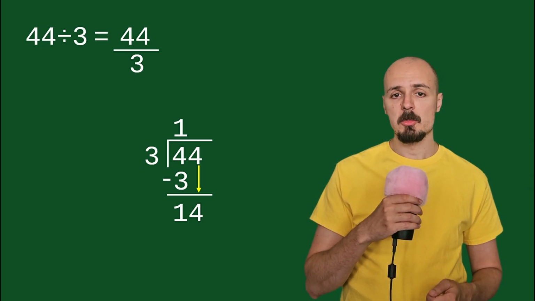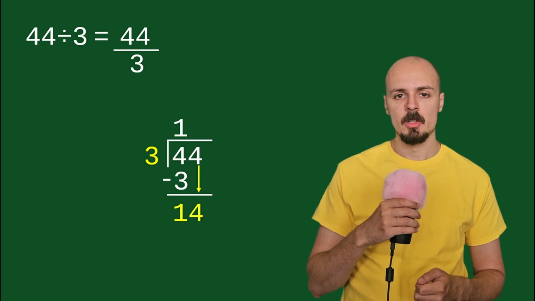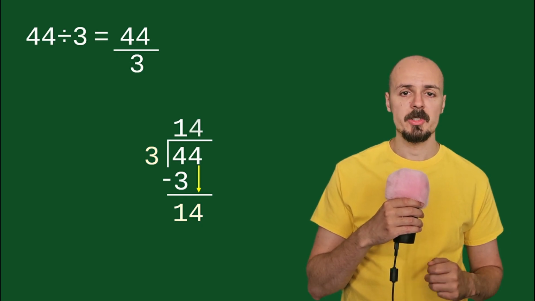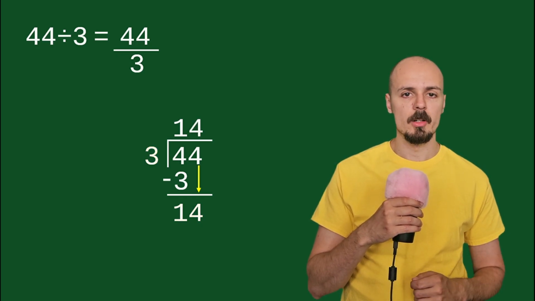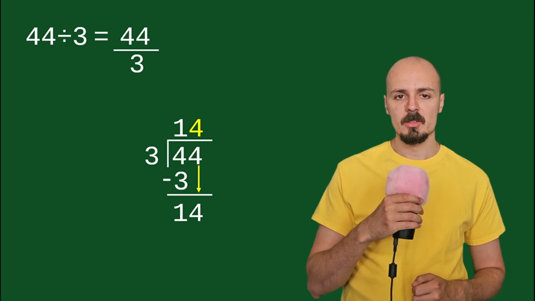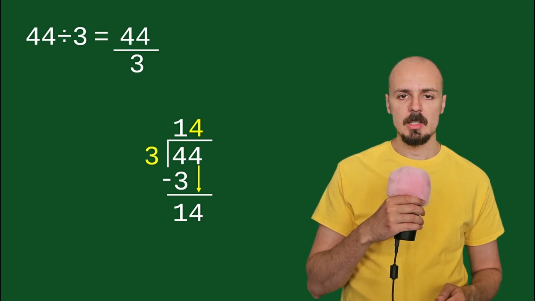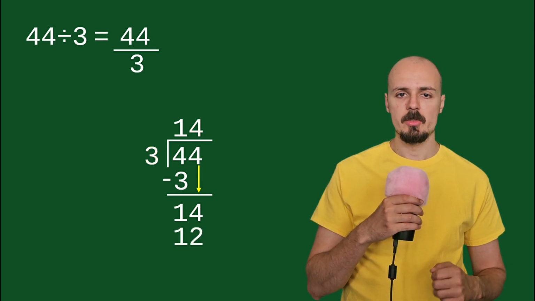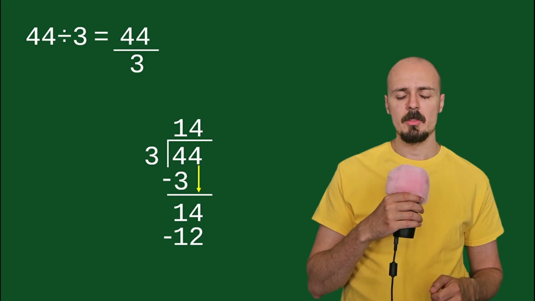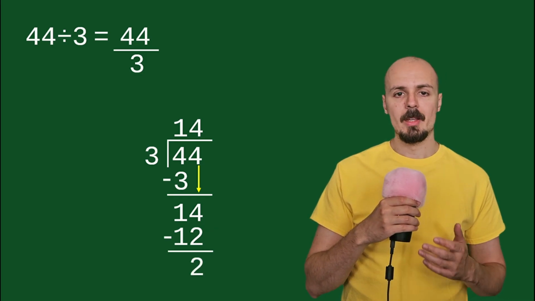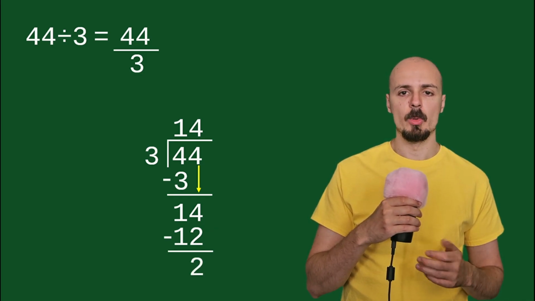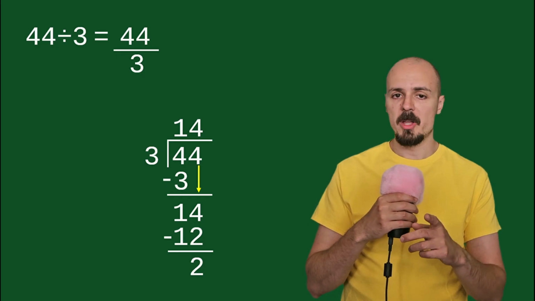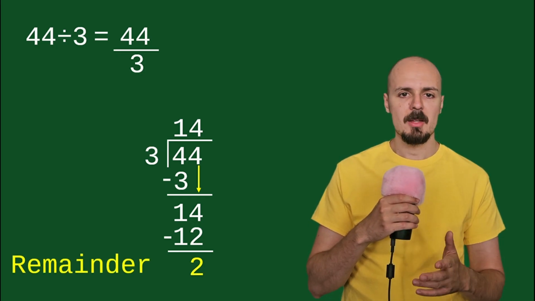So how many times does 3 go into 14? Well, it only goes in 4 times. Yes, only 4. So 4 goes up here. Now 4 times 3 gives us a value of 12, and if you subtract, 14 minus 12 gives you 2. So now we got an answer of 14, with a remainder of 2. So what does that mean?